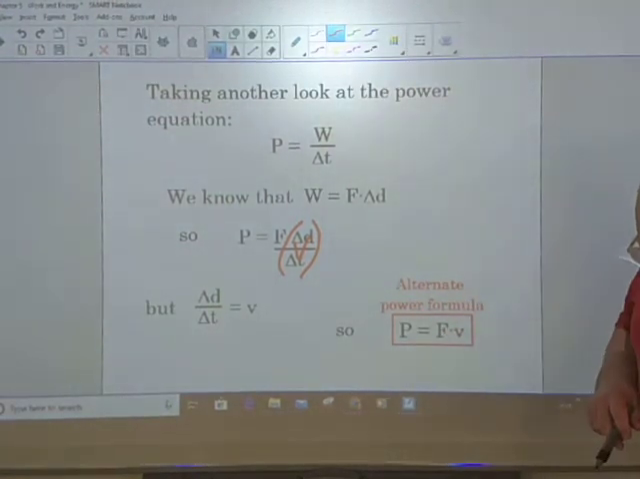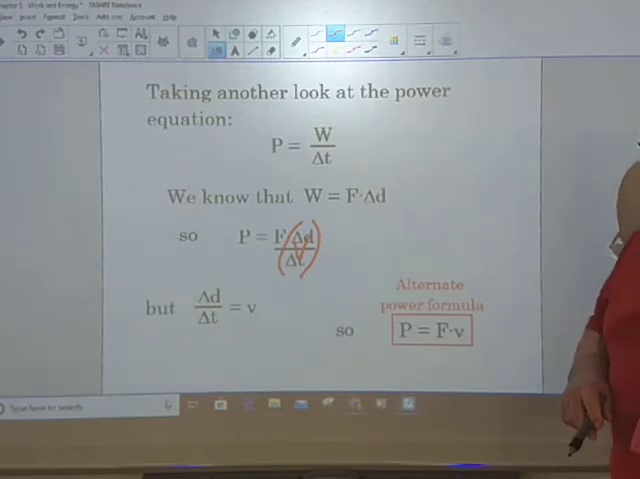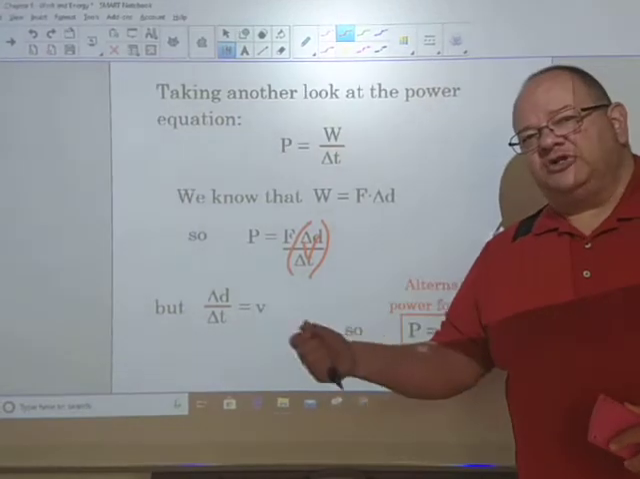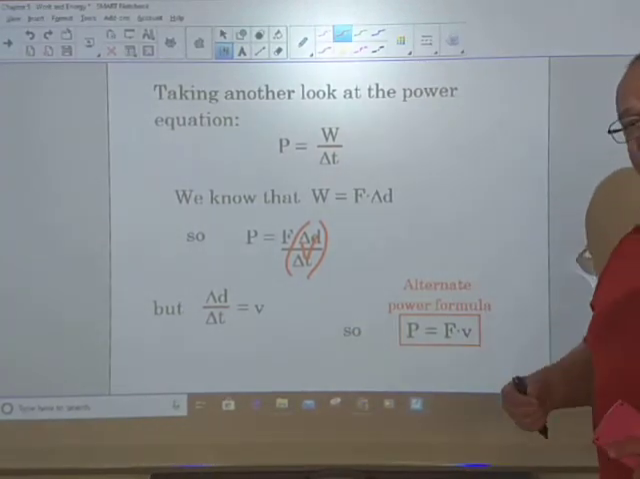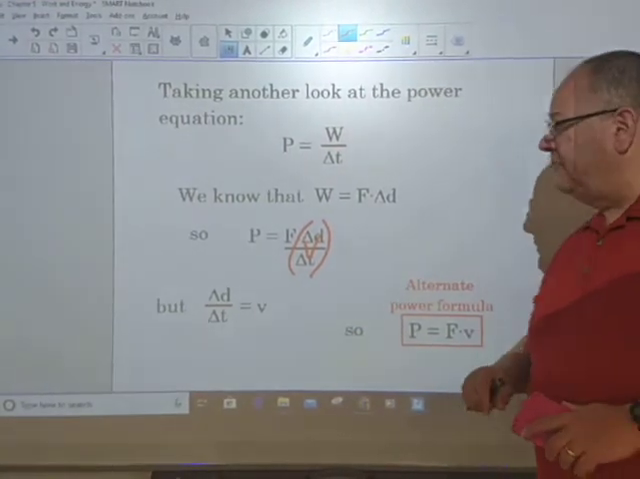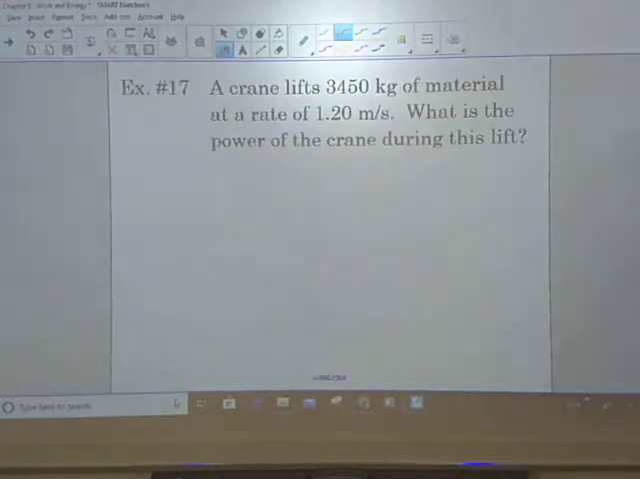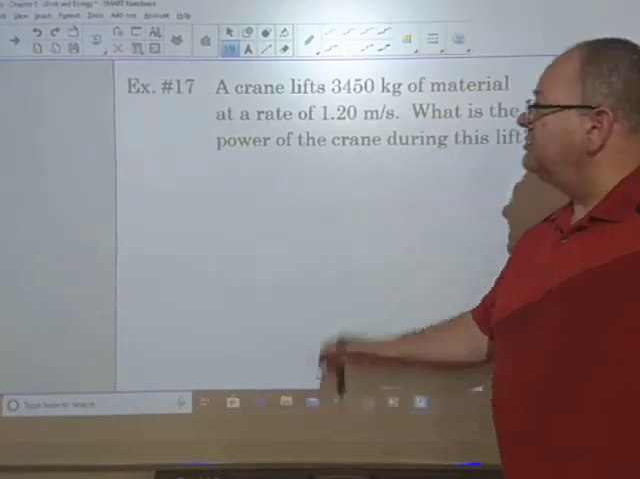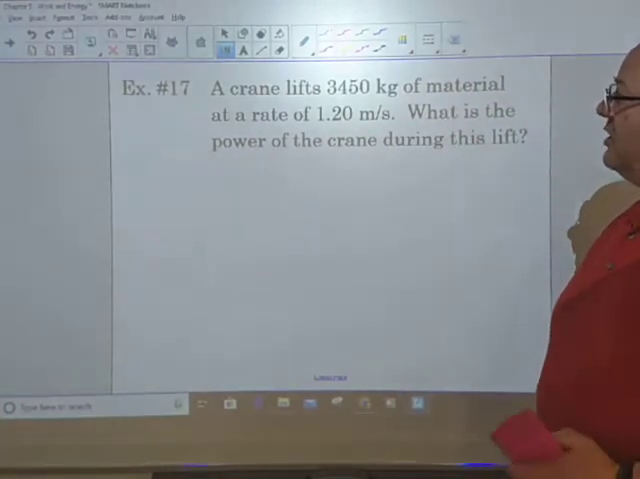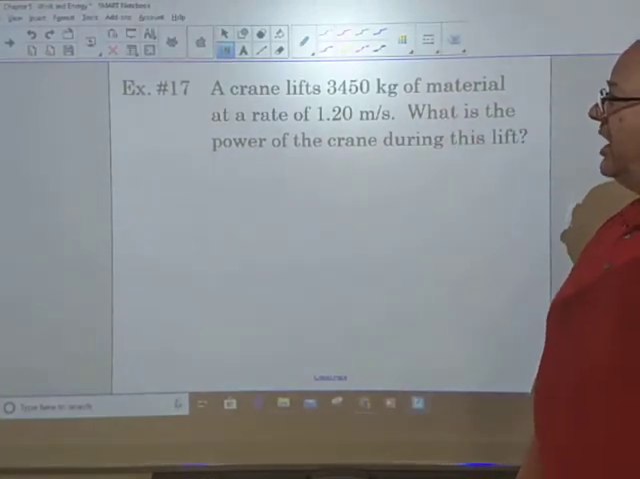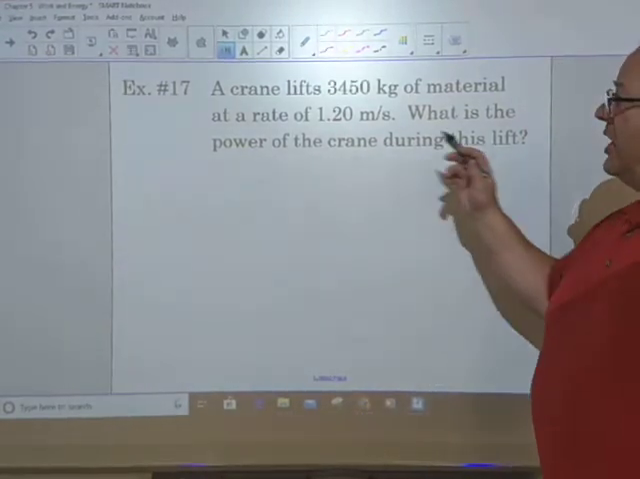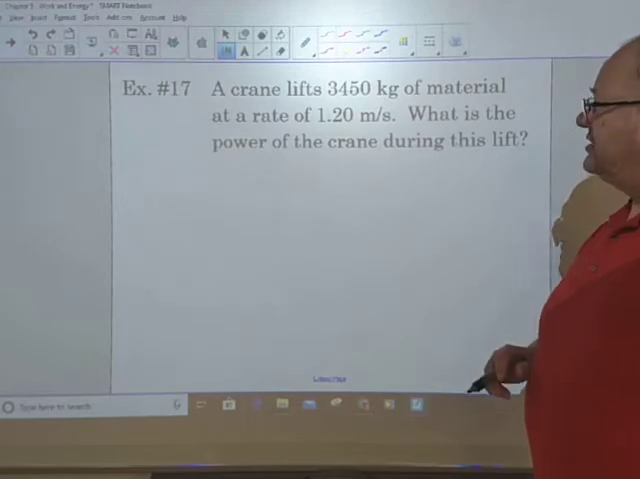There's an alternate power formula for you. Force times velocity. So power is work over time. Power is energy over time. Or power is force times velocity. All those are ways of finding power. So we got another example. A crane lifts 3,450 kilograms of material at a rate of 1.20 meters per second. What is the power of the crane during this lift?